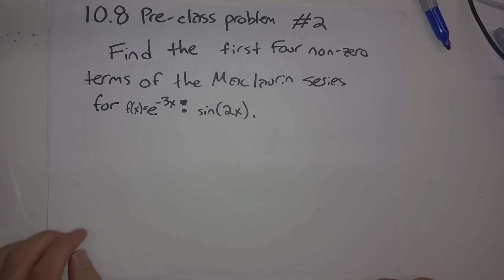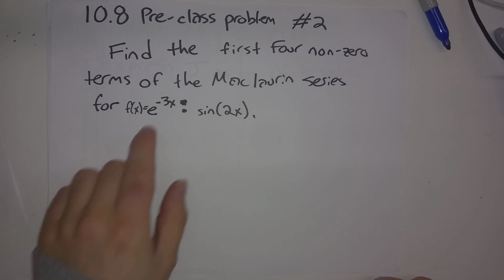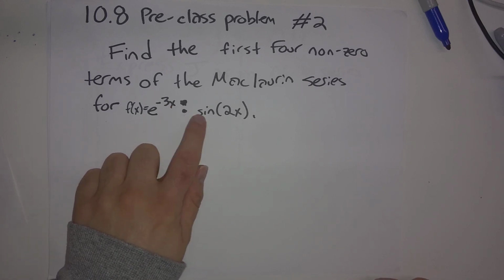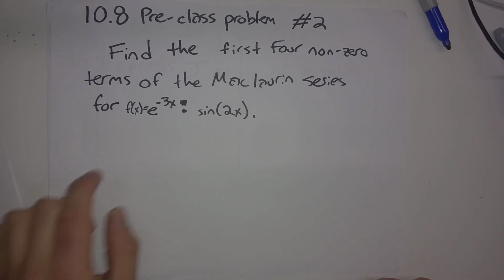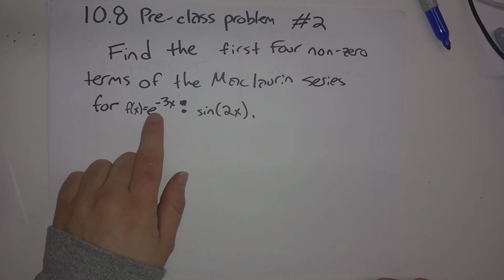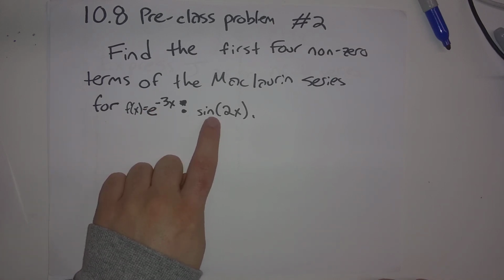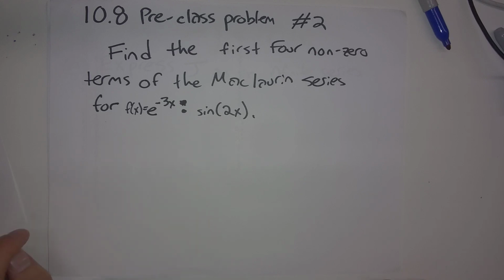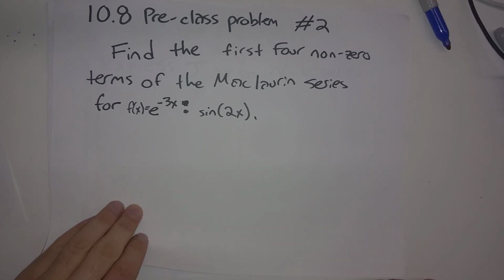So to have you practice this, find the first 4 non-zero terms of the Maclaurin series for e to the minus 3x times sine of 2x. So you want to write down the Maclaurin series for e to the minus 3x, the Maclaurin series for sine of 2x, multiply those together, and see what happens.